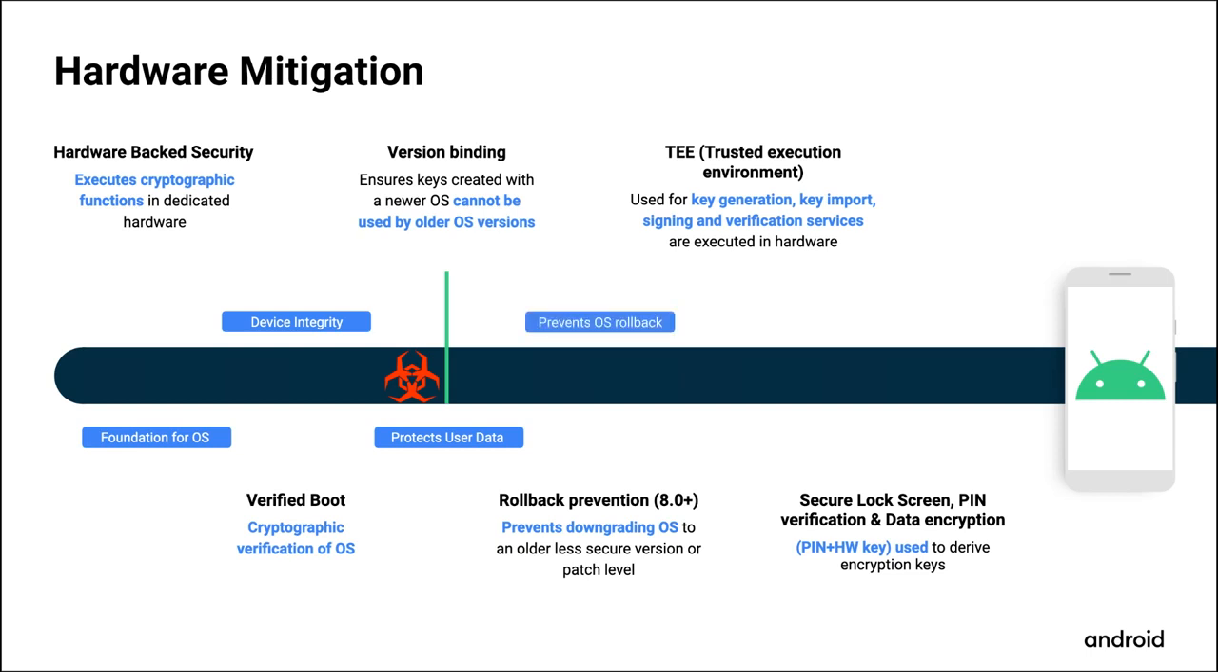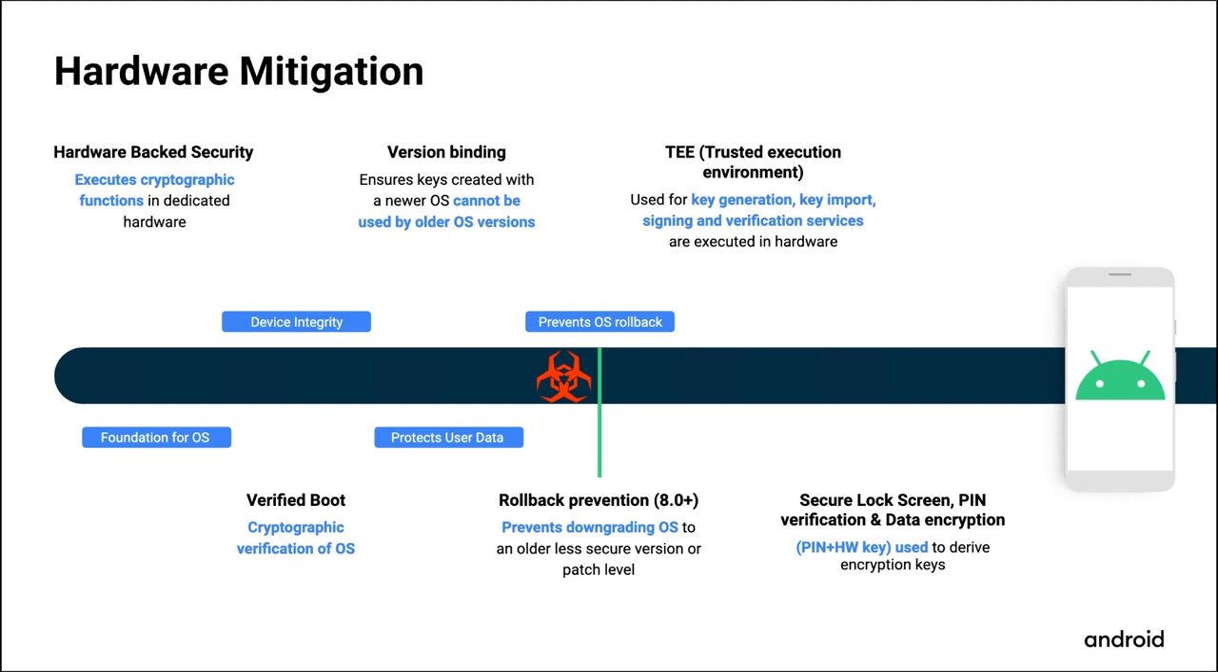In combination to that, or complementary to that, is rollback prevention. And what that does is, because those keys are in the hardware-backed security, an attacker can't downgrade the operating system of a device to an older version of Android that may have a vulnerability that the hacker knows how to expose to get access to the user data on the device.